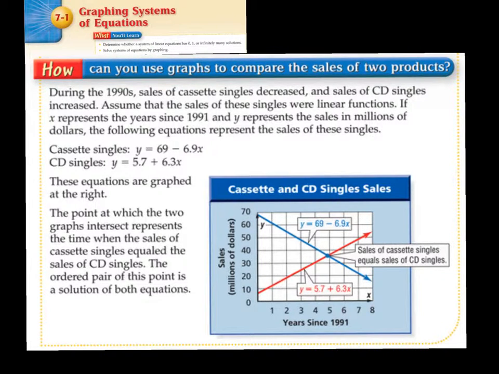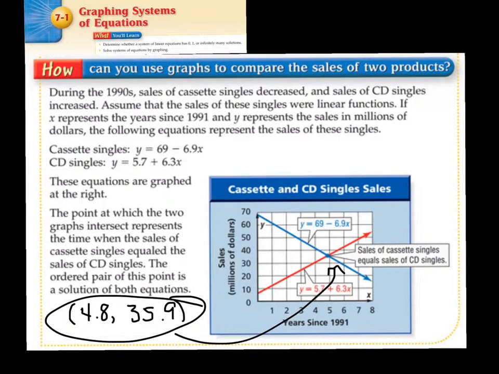The point at which the two graphs intersect represents the time at which the sales of cassette singles equaled the sales of CD singles. The ordered pair of this point is the solution of both equations. When I calculated it out, it came out at 4.8 and 35.9. So that ordered pair is the solution of both equations. The intersection where they cross.